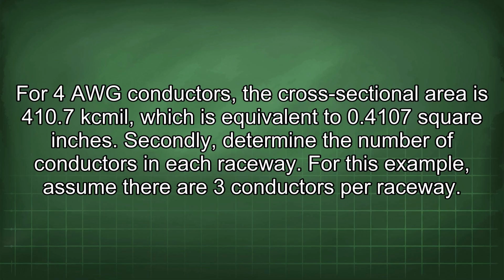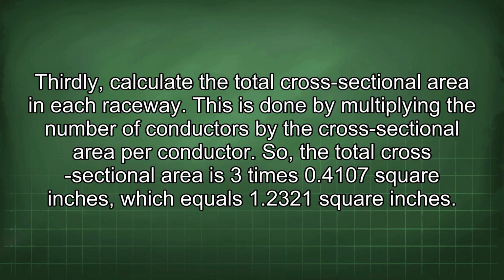Secondly, determine the number of conductors in each raceway. For this example, assume there are 3 conductors per raceway. Thirdly, calculate the total cross-sectional area in each raceway. This is done by multiplying the number of conductors by the cross-sectional area per conductor. So, the total cross-sectional area is 3 times 0.4107 square inches, which equals 1.2321 square inches.